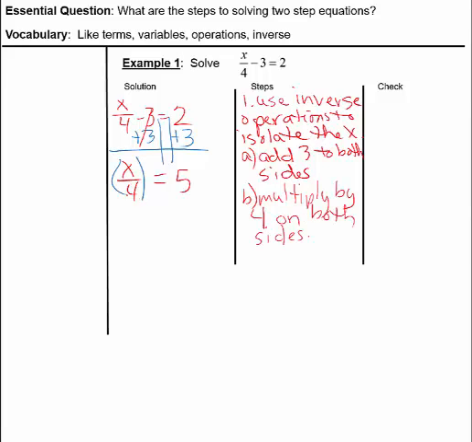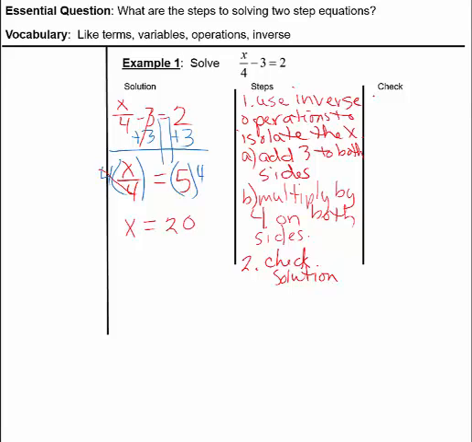So we're going to times by 4 on the left, times by 4 on the right, and then we'll simplify that expression. So the 4's here cancel, leaving us with just the x all by itself. And on the right, 5 times 4 is 20. So once we have solved and gotten x equal to 20, we want to check our solution. So we'll do that over here on the right column.